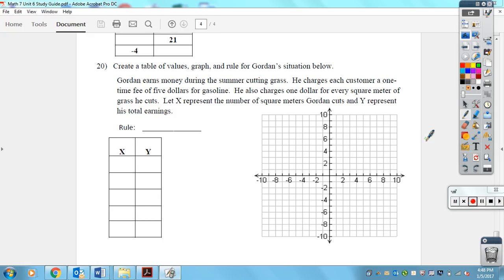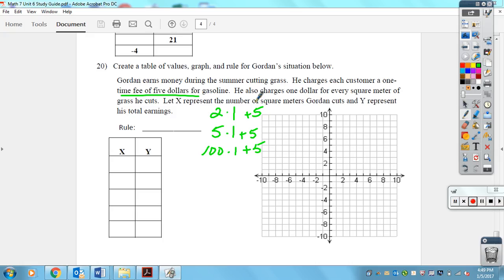And the last question also asks us to create a rule, which is going to be an equation, really. Create a table of values, graph, and then a rule for Gordon's situation below. Gordon earns money during the summer cutting grass. He charges each customer a one-time fee of $5 for gasoline. So no matter what, you get charged a one-time fee of $5. He also charges $1 for every square meter he cuts. If you do 2 meters, it's 2 times the $1 fee. If you do 5 meters, it's 5 times the $1 fee. If I cut 100 meters, it's 100 times the $1. So $1 for every meter. Oh yeah, add to that the $5 gasoline fee.